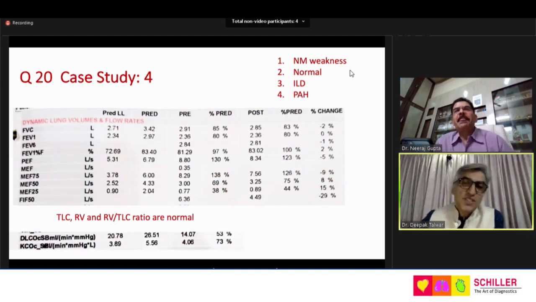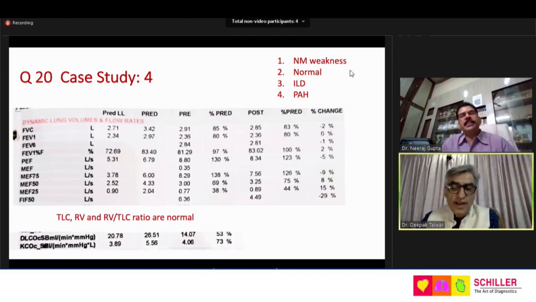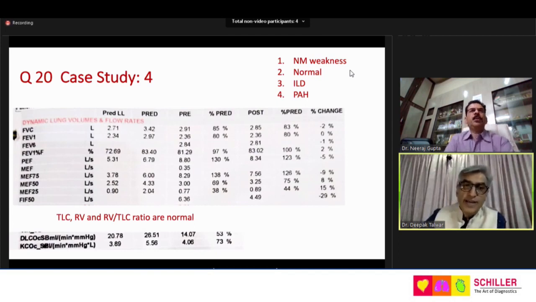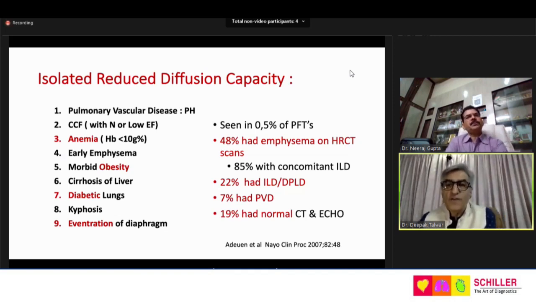Okay, so this is a kind of situation which is called isolated decrease in diffusion capacity, DLCO. And obviously you are looking at KCO here, whether the KCO is normal, supernormal, or it is low, and we find it low here. So such a kind of situation can occur in a lot of diseases. Many of the times when you do lung function test, you find spirometry normal, lung volumes normal, and only isolated reduced diffusion capacity. And there is a study which tried to look into more than 5,000 PFTs, and they found only 0.5% do have such kind of finding, which is isolated reduced diffusion capacity.